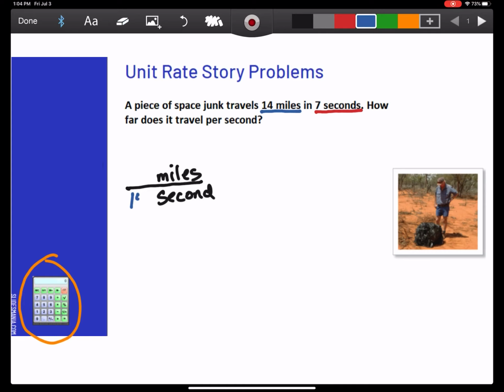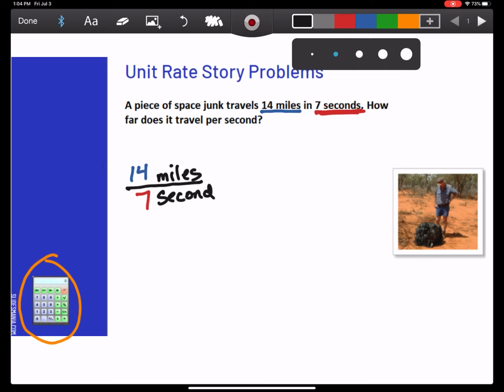We can't put 14 here. Think about why. Why wouldn't you be able to put the 14 there? Well, yes, because if you put the 14 there, it's going to say 14 seconds. That's not what our question said to us. Our question said 14 miles, so we're going to put it in the numerator. Next, 7. This is the only place 7 can go, and we can check it to make sure that it goes there. Well, we are referring to 7 seconds here, and that's what we have right here.